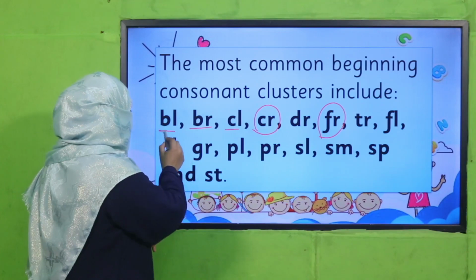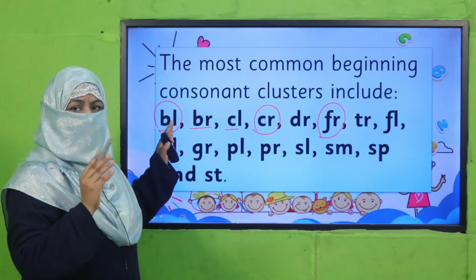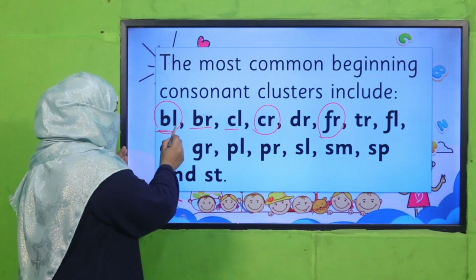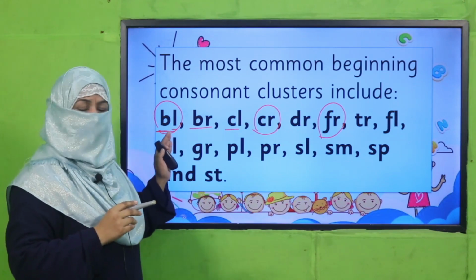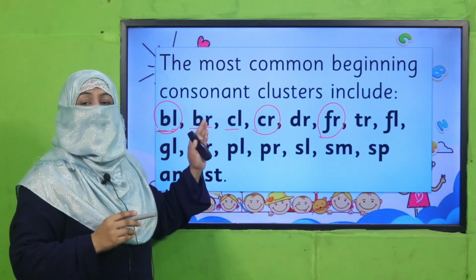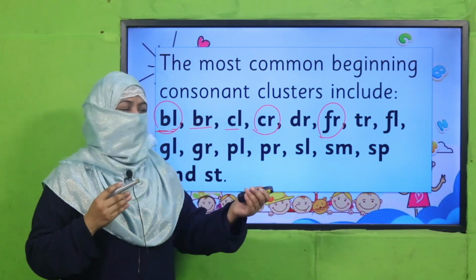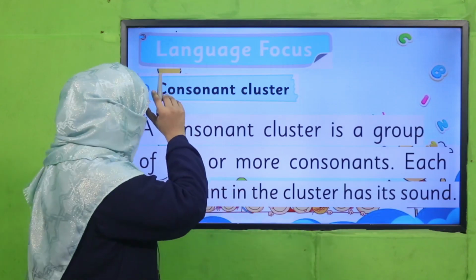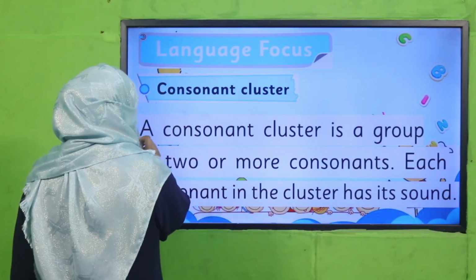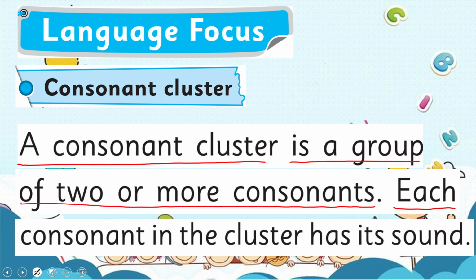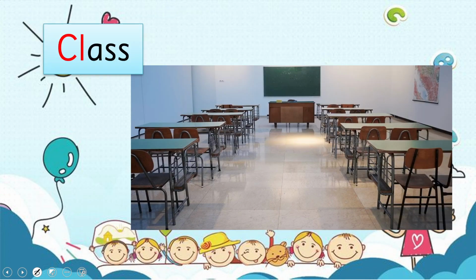And how do we pronounce it? We say both sounds, but we blend the sounds. B and L, so bl, bl, br, cl. This is how we blend both sounds and pronounce them. Let's practice it in a word, and before that, let's see the definition. A consonant cluster is a group of two or more consonants, and each consonant in the cluster has its sound.